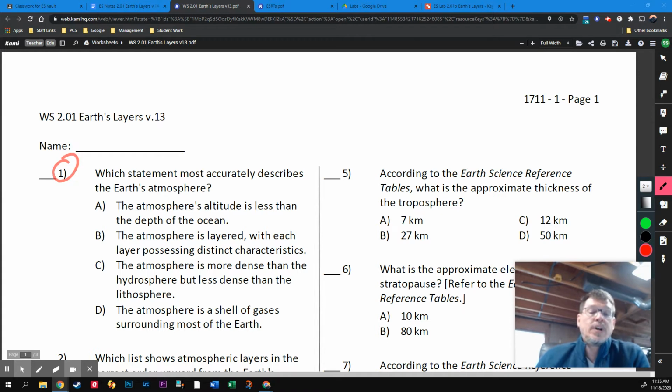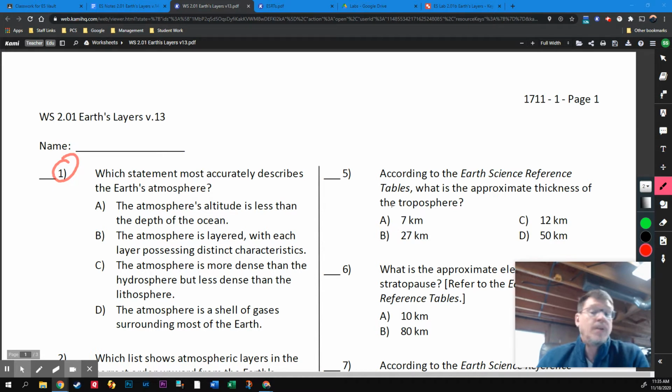All right, so we're going to take each option, A, B, C, and D, and treat it like a true or false. And if we have to guess, we guess, and we'll go from there. The first option: the atmosphere's altitude is less than the depth of the ocean. What we want to do here is go to the reference tables and compare.